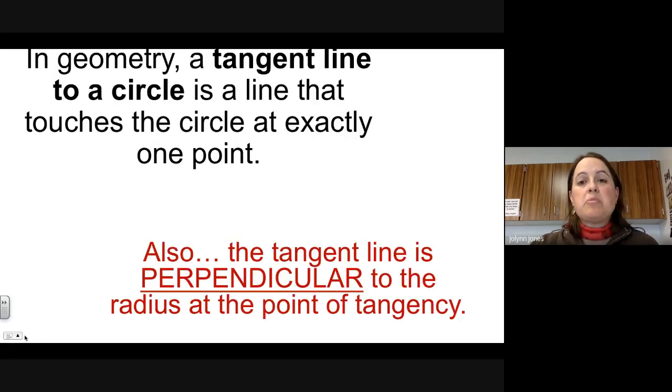So the first thing you remember is that a tangent line is a line that intersects a circle only once, at exactly one point. Okay. Now this is the big thing, this stuff down here in red. Also, the tangent line is perpendicular to the radius at the point of tangency. So wherever it intersects that circle, that exact point, when you draw the radius from the center to that point, it's going to create a 90-degree angle.